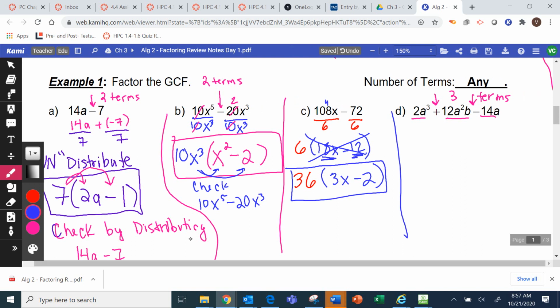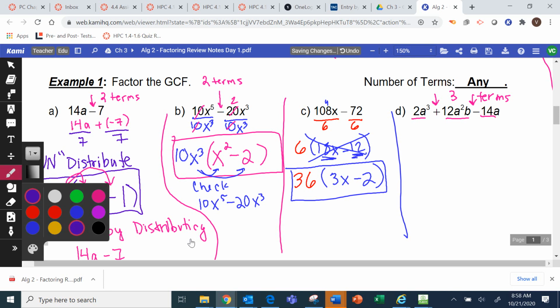All right, the next one, we have 3 terms. So when we pull out the greatest common factor for this one, we have to look at all 3 terms. All 3 terms.